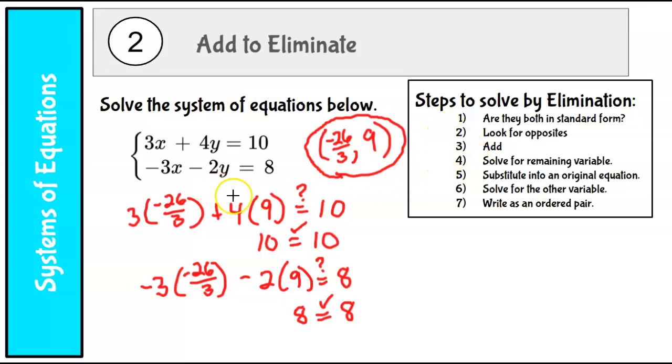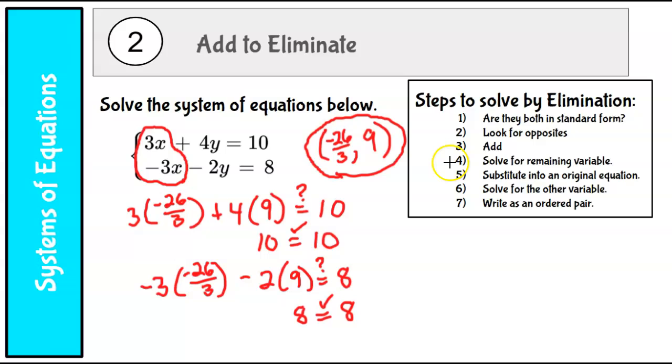Step number 2 is to look for opposites. The reason why this worked is because the 3x and the negative 3x are opposites that canceled out when I added it to both sides of the equation. So if you have opposites, then elimination works really well. If you don't have opposites, you could make them opposites, but we're not going to go into that in this video. Then you add the two equations together.